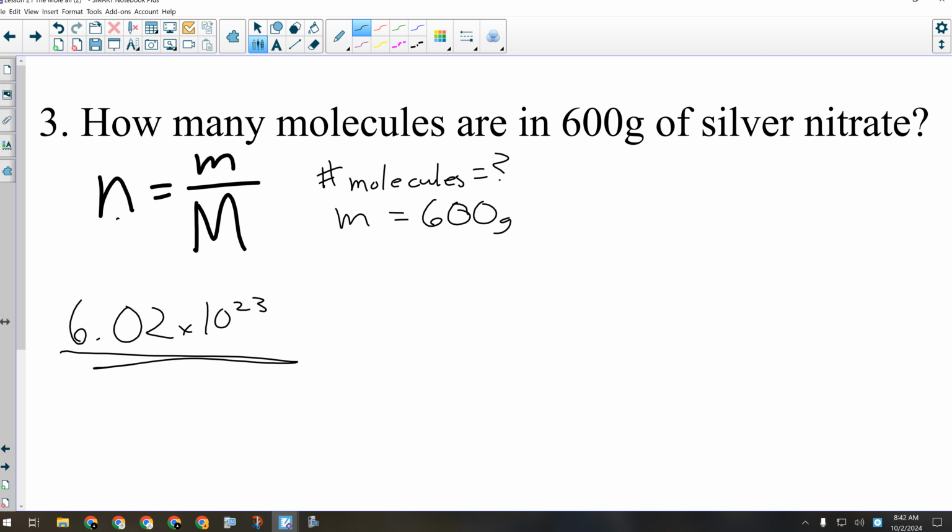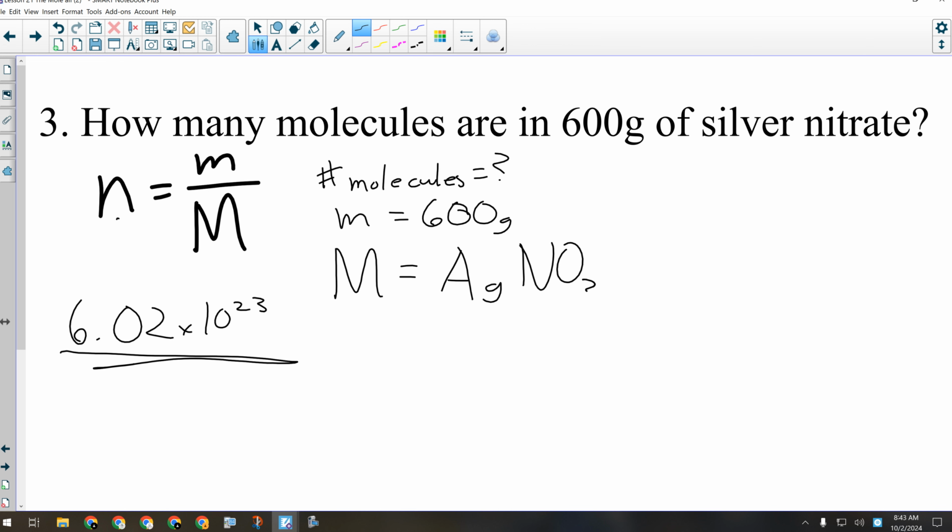That's a 0.600 grams of silver nitrate. What's that going to help me get? Big M, molar mass. Is it important that I get this formula right? Yes.